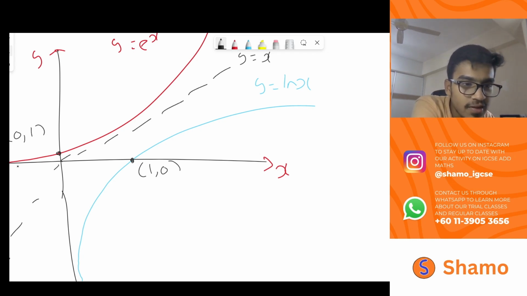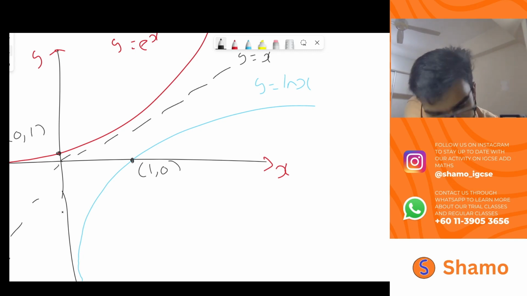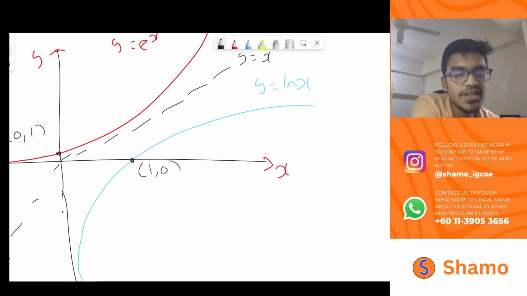Here we have a horizontal asymptote. Here we have a vertical asymptote. Reflection, isn't it? So e power x and ln x are inverse functions of each other, which we already know, which also means they are a reflection across y is equal to x.